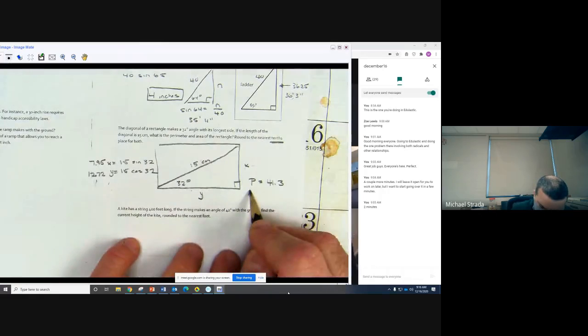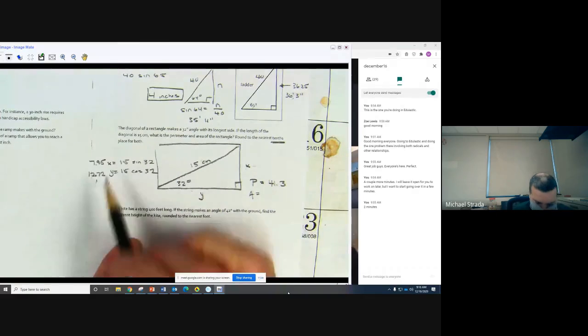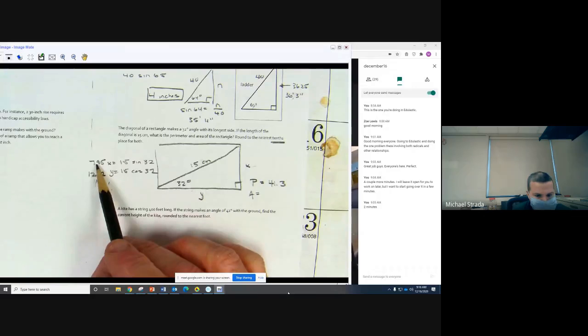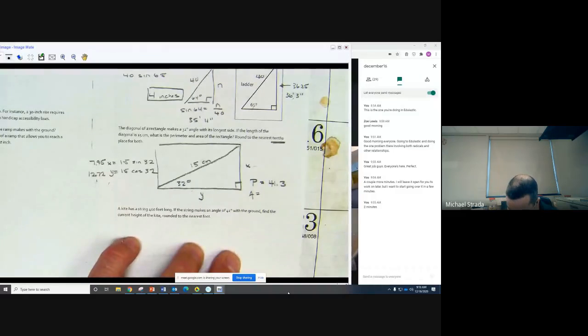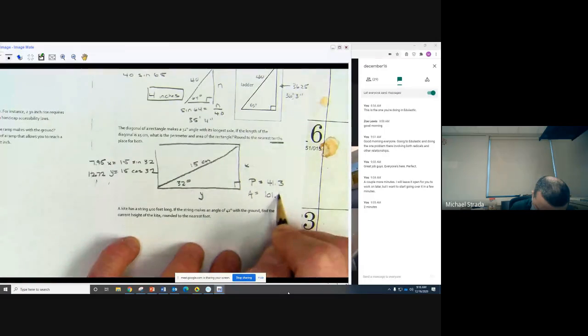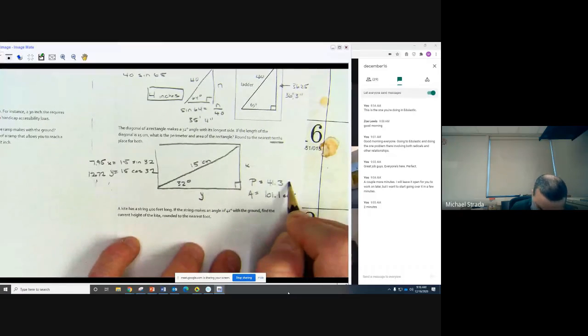When I do the area, it's base times height, so now I'm going to multiply the two numbers together. 7.95 times 12.72, and I get 101.1 centimeters squared.